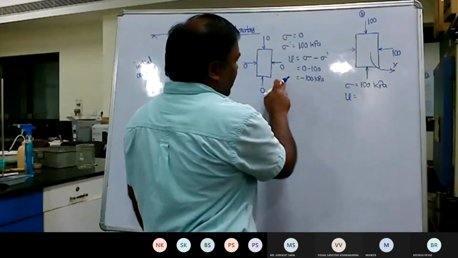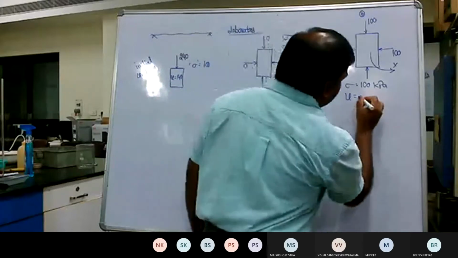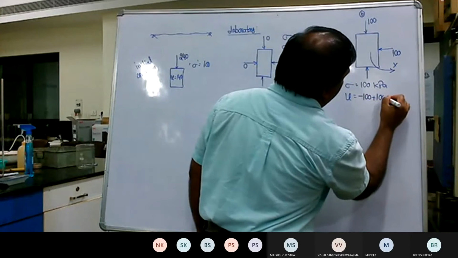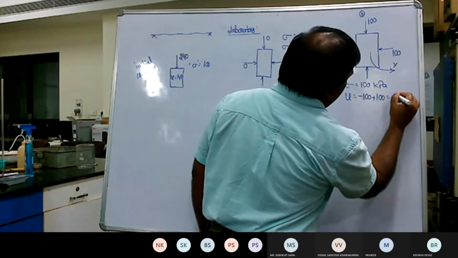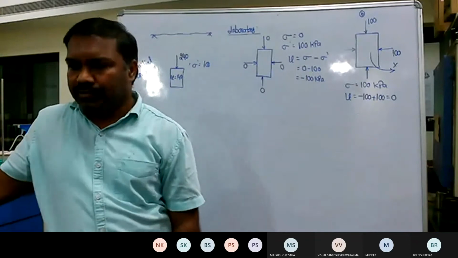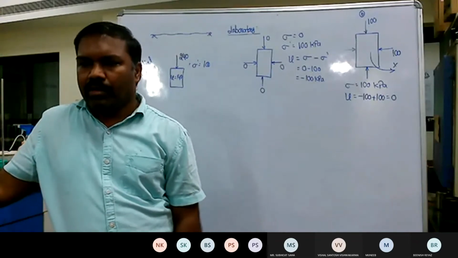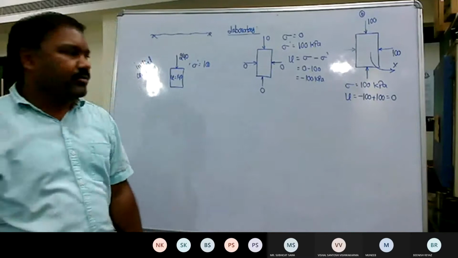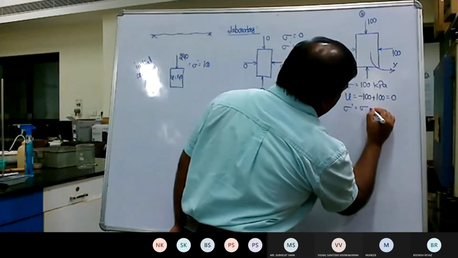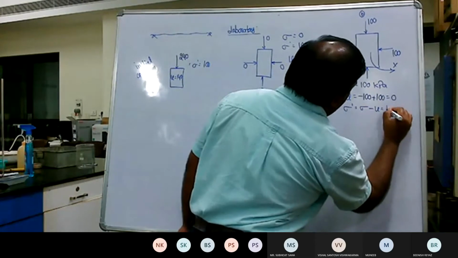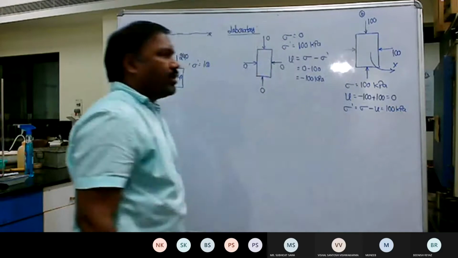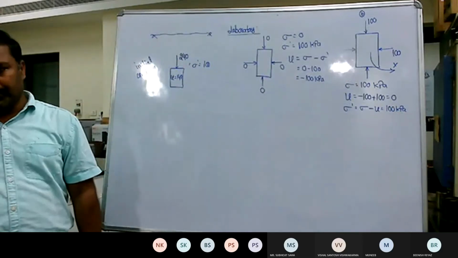But initially the pore pressure of minus 100 exists. So minus 100, then additionally 100 in the form of a cell pressure is applied. So now the net pore pressure will become 0. Then what will happen to the sigma dash? Sigma minus u, so your total stress will now become effective stress.